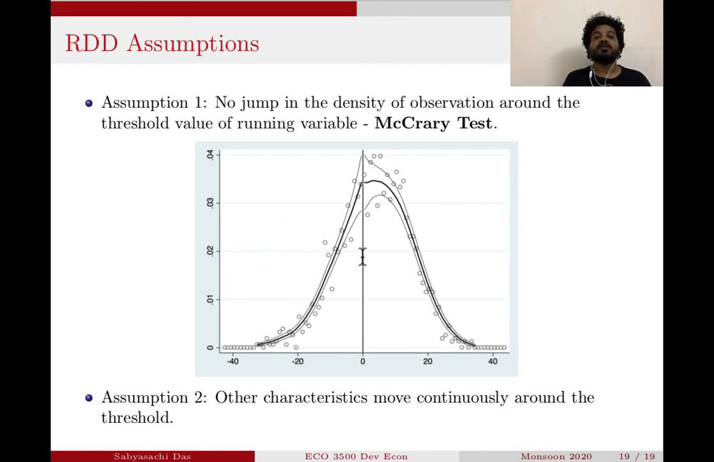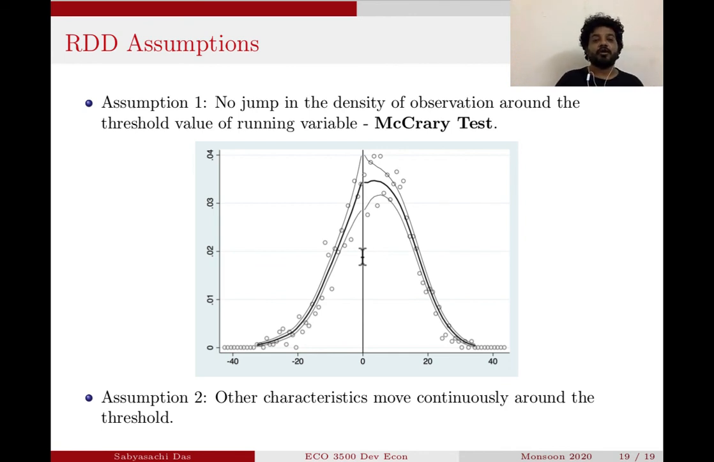So here is the McCrary test for the West Bengal case. If these two assumptions are true, then people are convinced that, first, there was no manipulation in the running variable to selectively go inside or come out of the treatment group. And second, all other variables in the pre-period or baseline period move continuously at the threshold, but we see the outcome variable changing discontinuously, and hence it's much more convincing that the discontinuity can be attributed to the treatment. So this is one very nice estimation method that we have to estimate the causal effect of treatment on outcome.